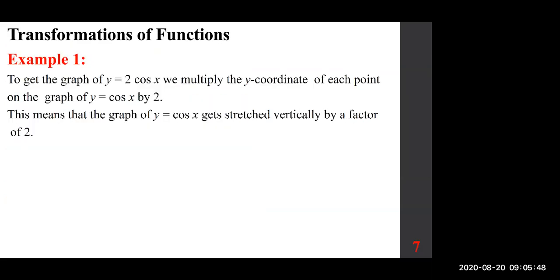Let's look at this example. The function is given as y equals 2 cosine x, and we want to start with cosine x. So going from cosine x to 2 cosine x, 2 is in front of cosine x, so the y coordinate gets larger by 2. For the same x coordinate, it is the y coordinate that gets larger by 2.